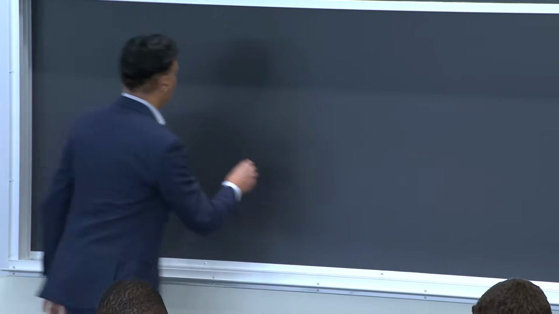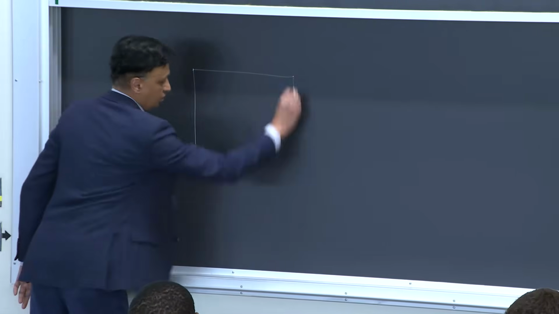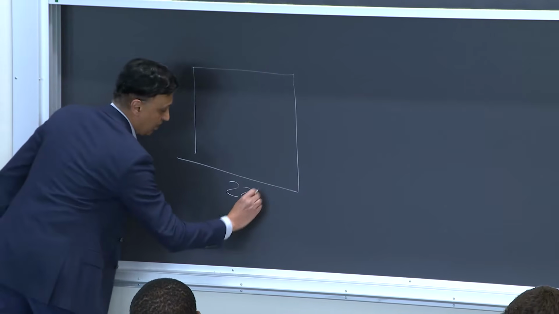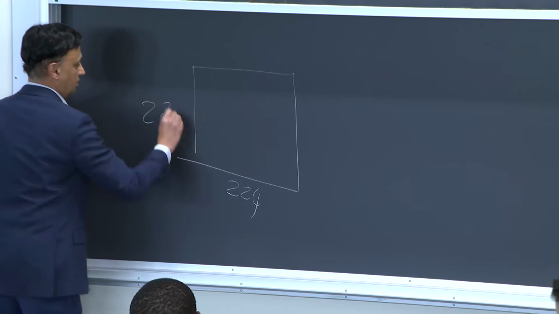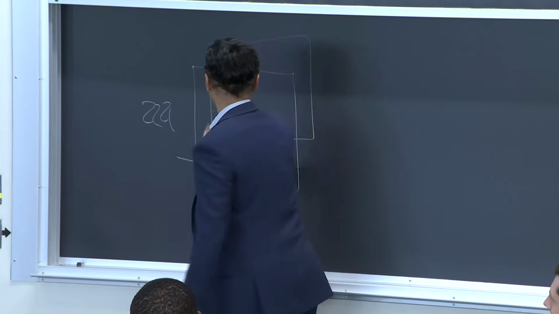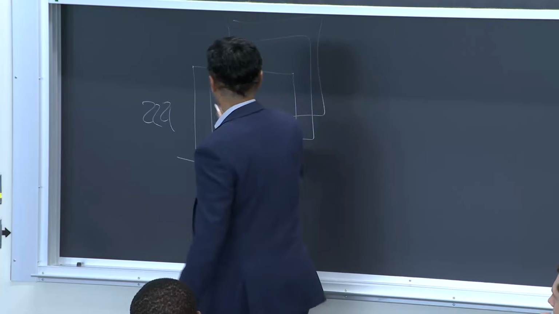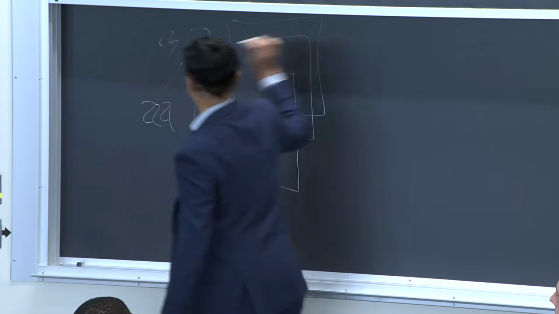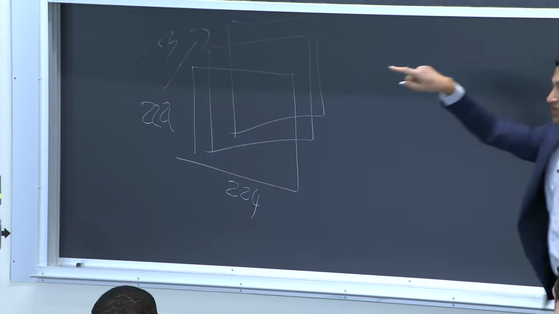So let's say that you have a picture which is coming in as 224 by 224, and then you have, say, 3 of them, because it's a color picture. So you have 3 of them. Can you folks see this okay?